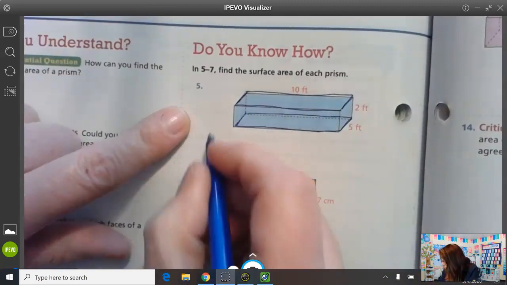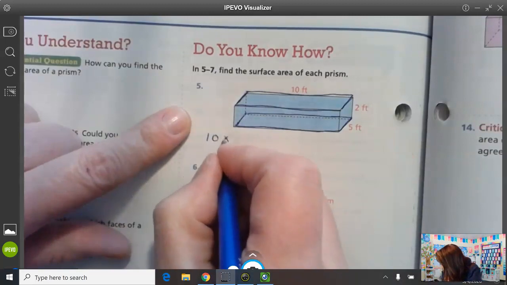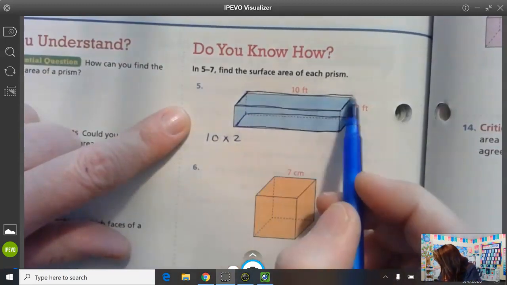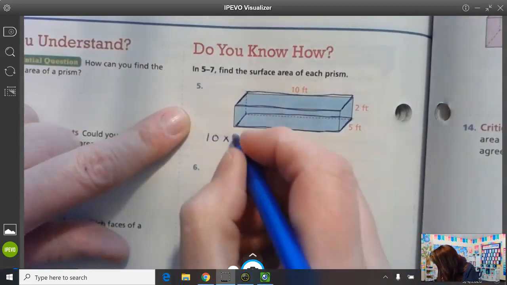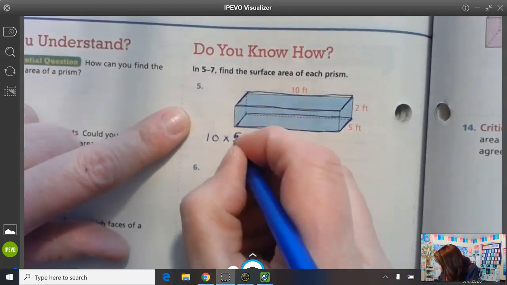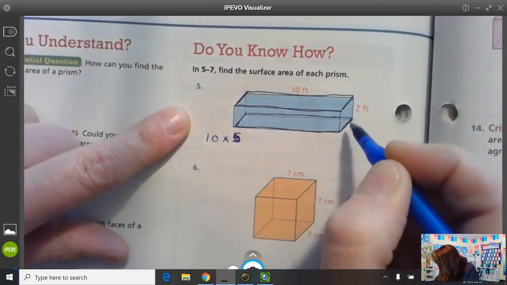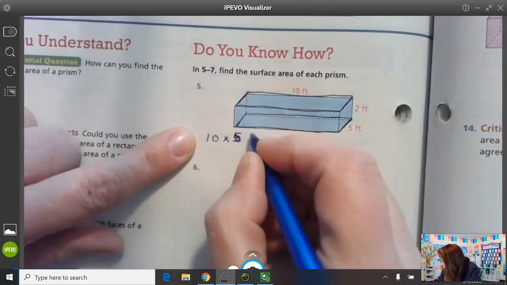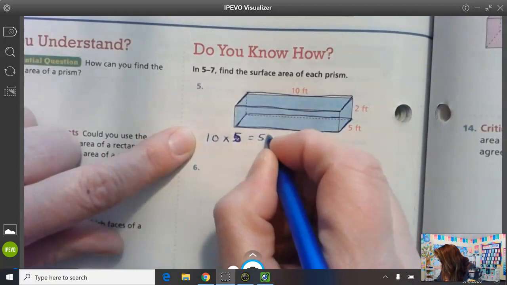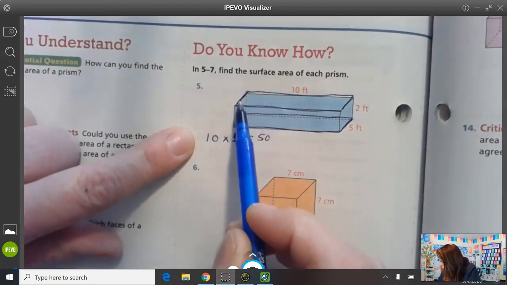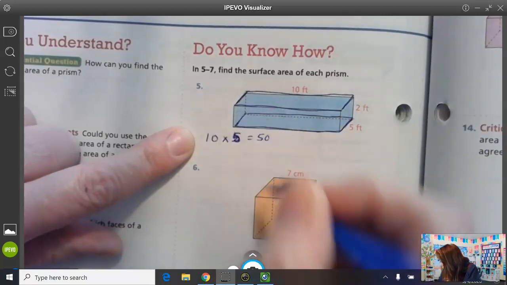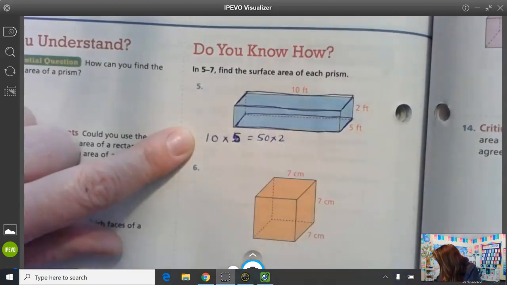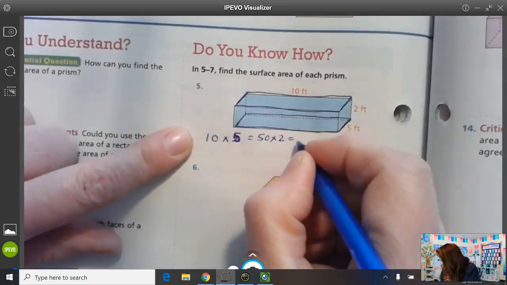So we have a length of 10 and, oops, I take that back, a width of 5. Sorry, that's 5. So 10 and 5. So 10 times 5 equals 50. But there are 2 of them. So this top one is 50 and this bottom one is 50. So that's times 2 because there are two boxes that have that dimension. So that equals 100.